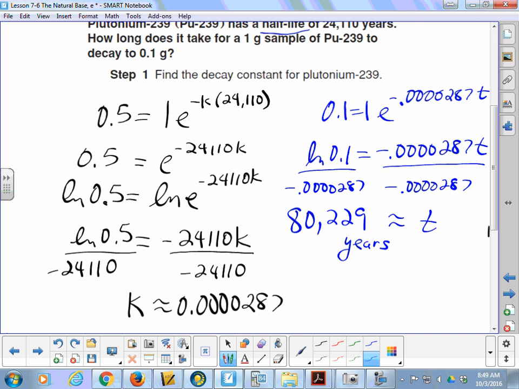So in these problems, you've got to make sure you use the half-life to start with, and then go from there.